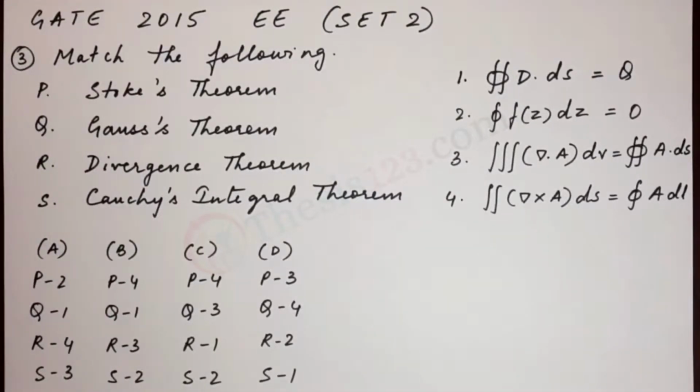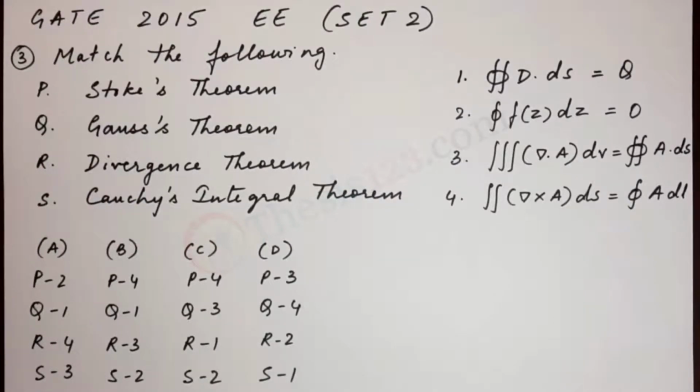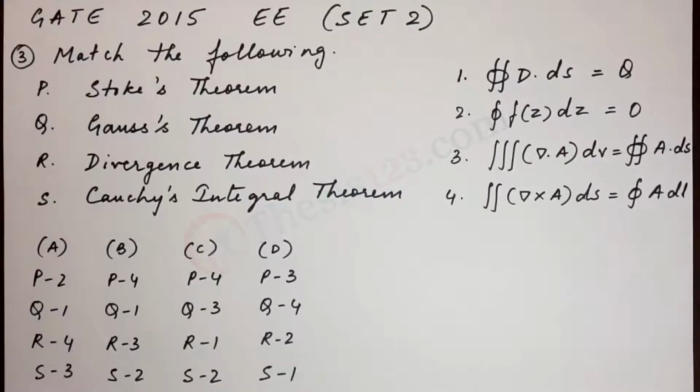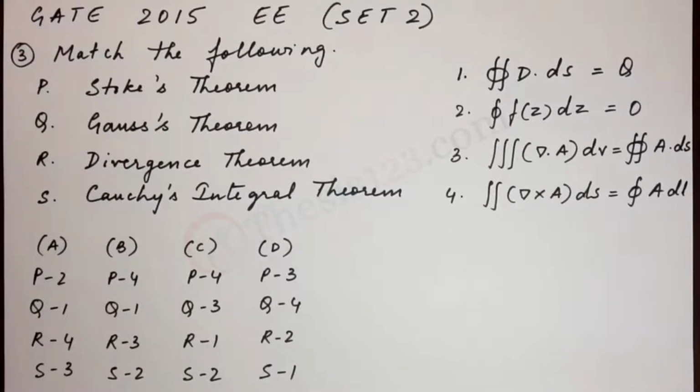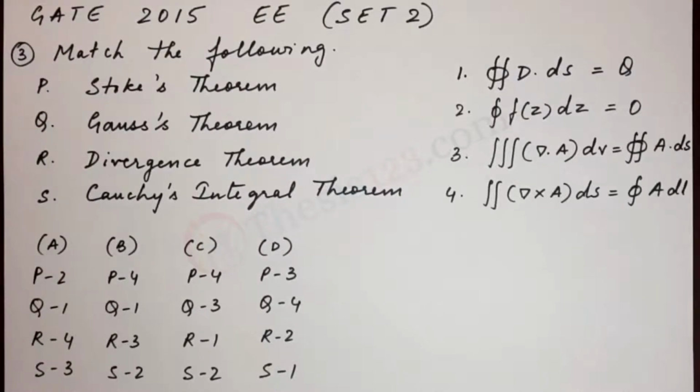Here's the next question, number 3. So here we have a match the following question. 4 very important theorems. We have Stokes Theorem, Gauss's Theorem, Divergence Theorem, and Cauchy's Integral Theorem. On the other side, we have 4 equations, each equation relating to a certain theorem on the left.